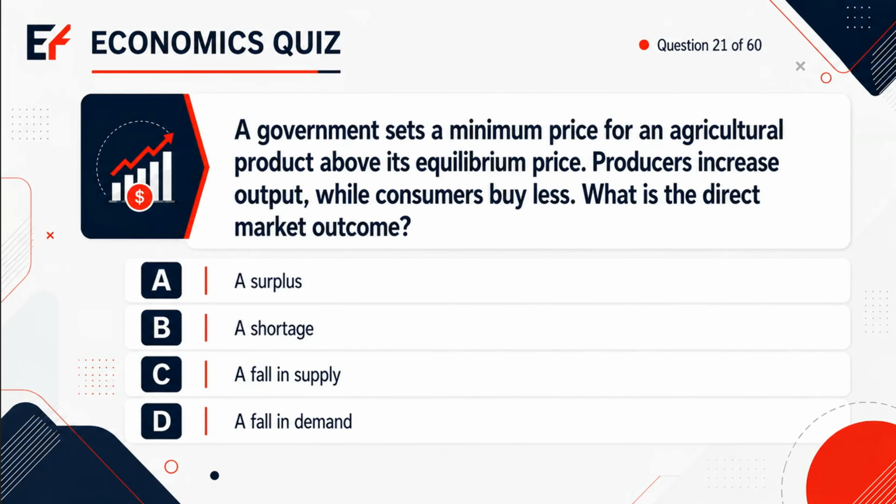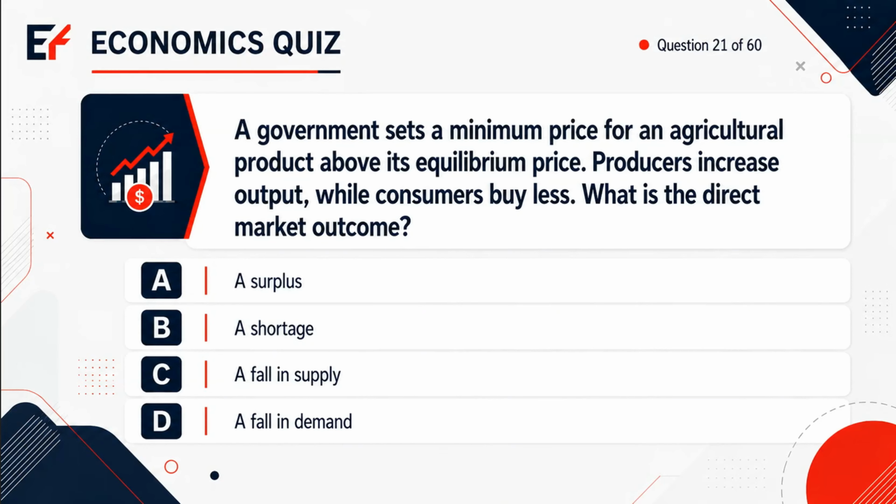Question 21. A government sets a minimum price for an agricultural product above its equilibrium price. Producers increase output while consumers buy less. What is the direct market outcome? A, a surplus. B, a shortage. C, a fall in supply.